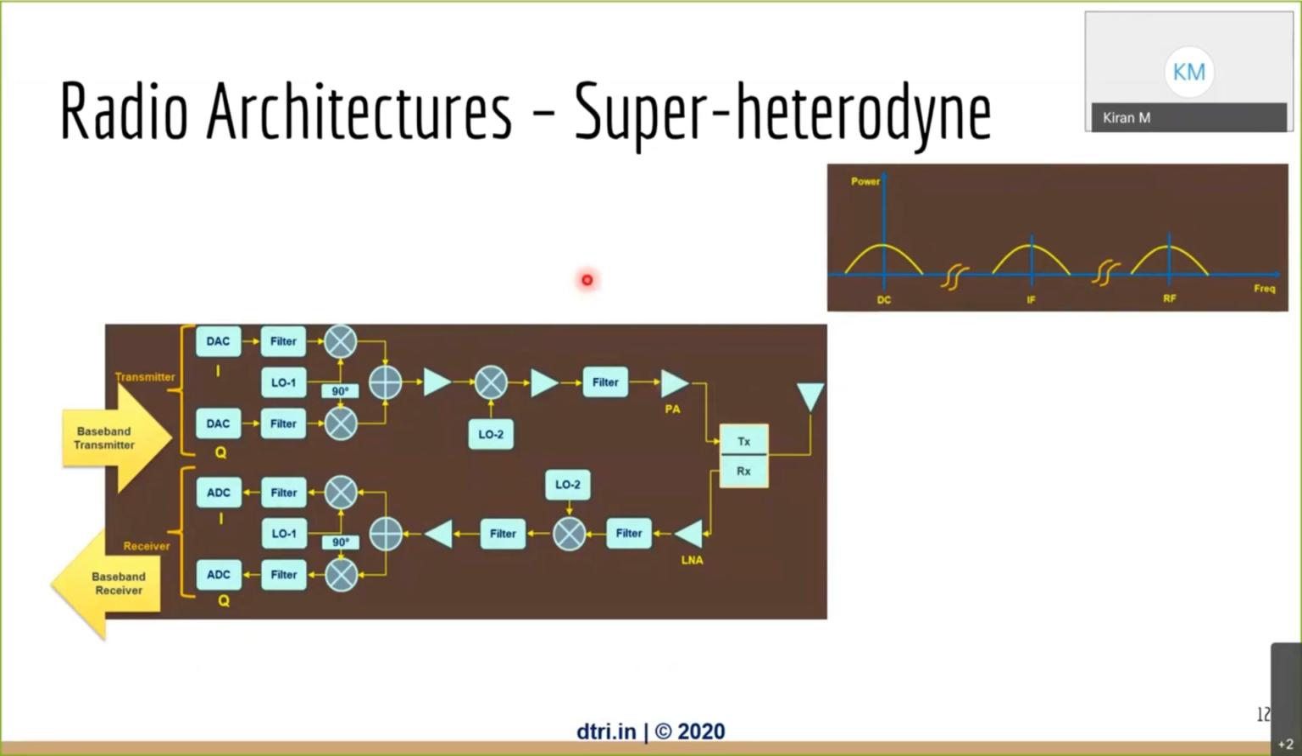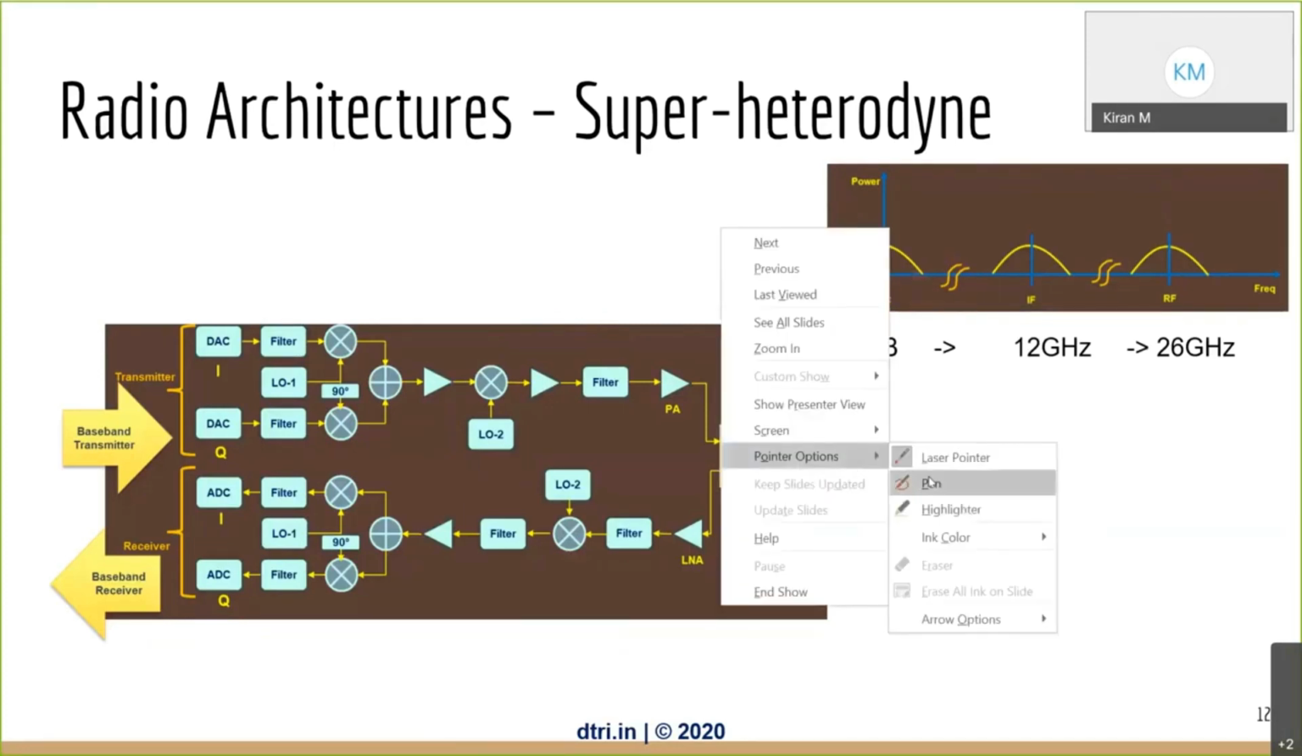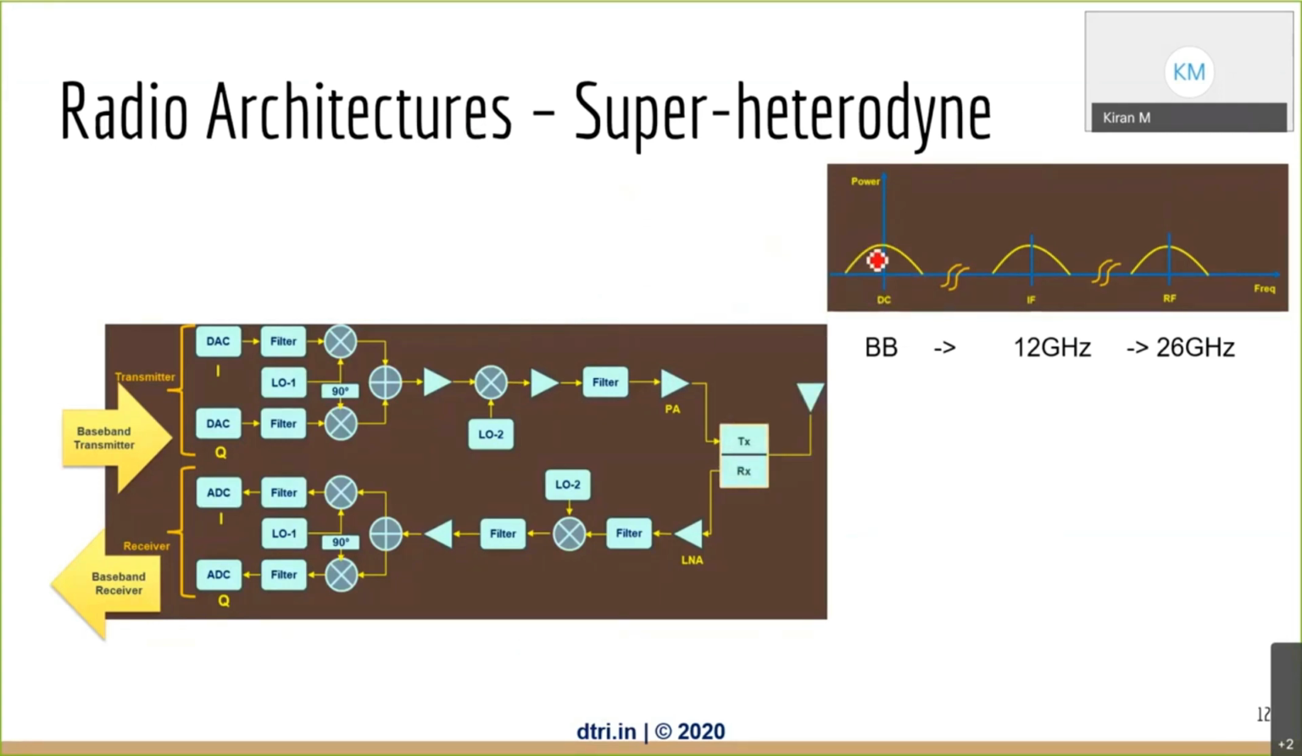Okay, so what is a super heterodyne architecture? I have given an example here. So this is your baseband information. You do a first stage conversion to IF, and that is done by this mixing stage. This baseband enters this mixer, and this mixing stage converts this baseband to IF, and this IF information travels here. Then it enters the second mixing stage, which converts IF to RF.